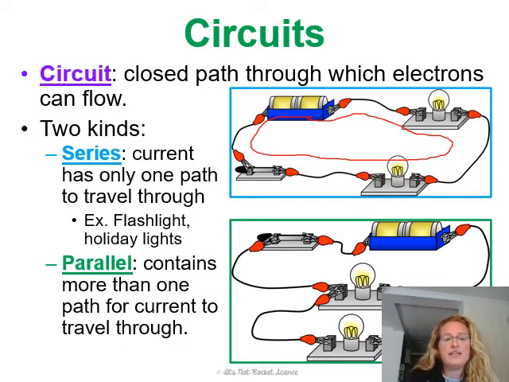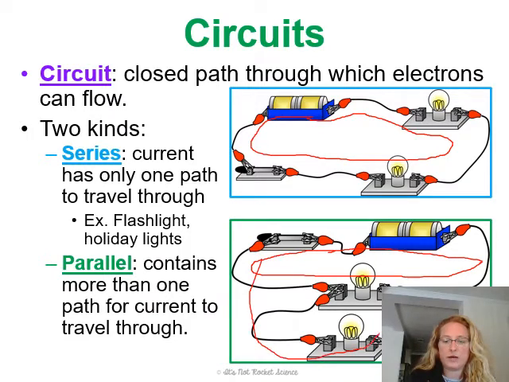Parallel circuits contain more than one path for current to travel through. And again, my big squash is blocking some of this, but in this parallel circuit, you can see we have the battery, the energy source, and the switch which is closed, and electricity can flow through this way, but it can also flow through this way. So when there's more than one possible path, that's a parallel circuit.